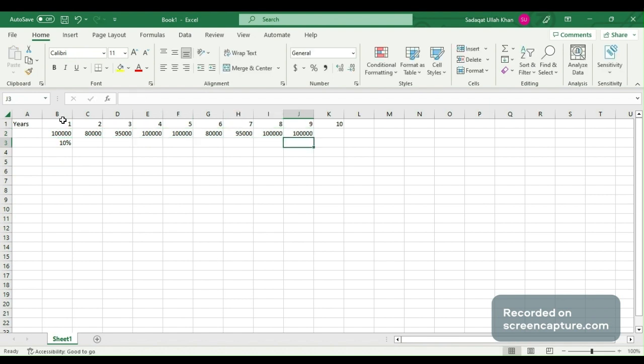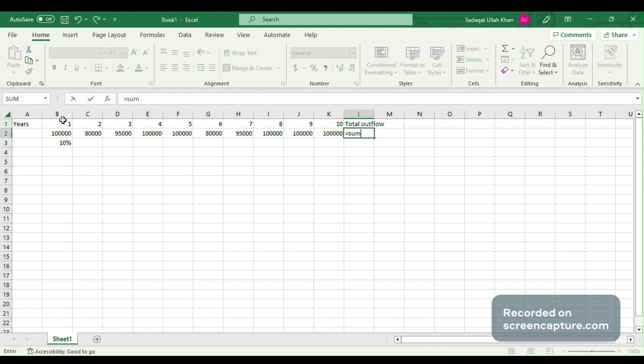100,000, 100,000. Total outflow will be 9,50,000 today. What is the net present value? Comma.